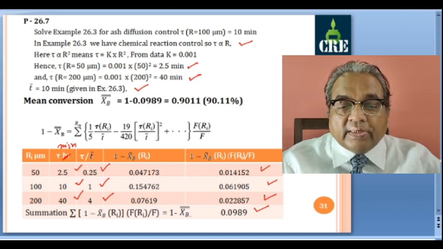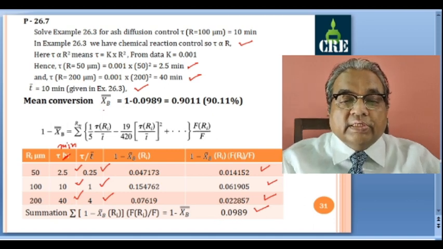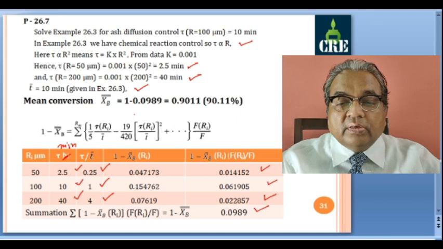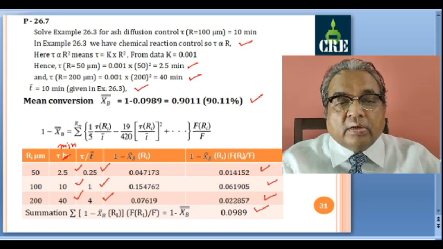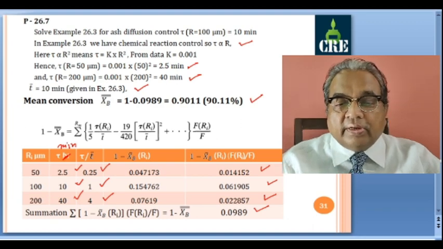Summing up, 1 minus XB double bar is 0.0989. So XB double bar will be 1 minus this value, which comes out to be 0.9011. So 90.11% will be the mean conversion for the same example of 26.3 with ash layer diffusion controlling instead of chemical reaction controlling.